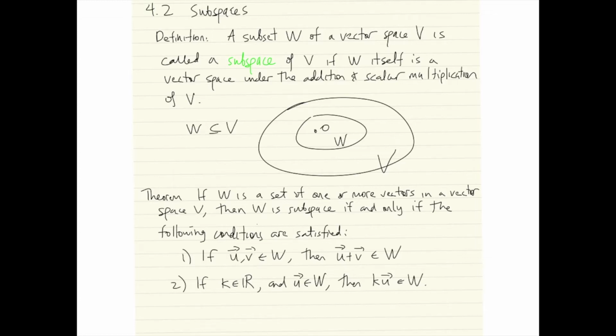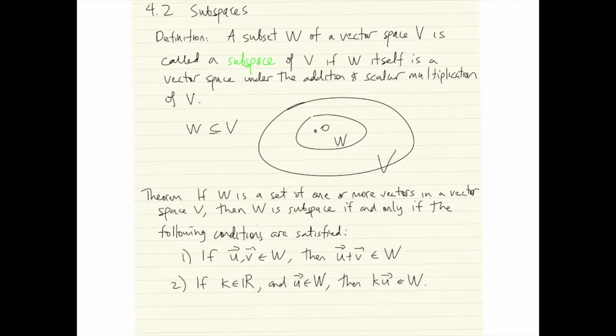Section 4.2 of Anton is about subspaces. Suppose we're starting off with a vector space V, which you can think of as just Rn, although there are other types of vector spaces, but all the finite dimensional ones turn out to be exactly like Rn. Now a subset W of our vector space V is called a subspace of V if W itself is a vector space under the addition and scalar multiplication of V.